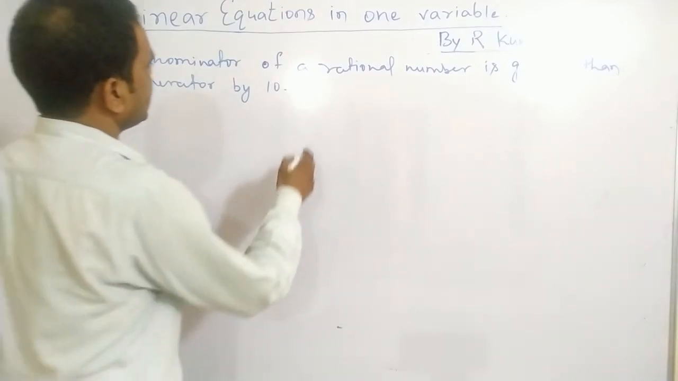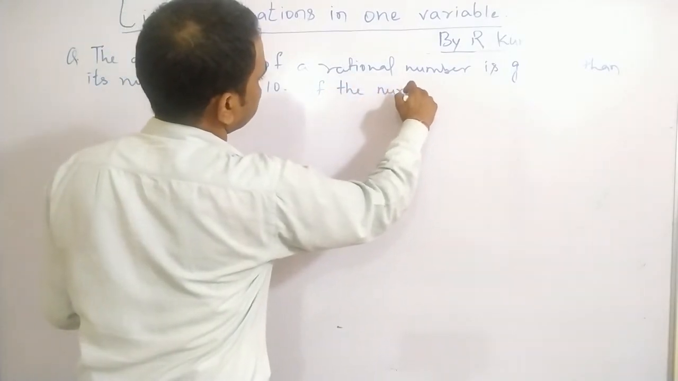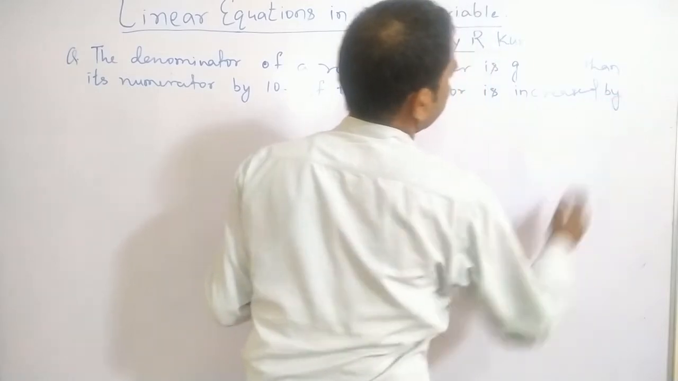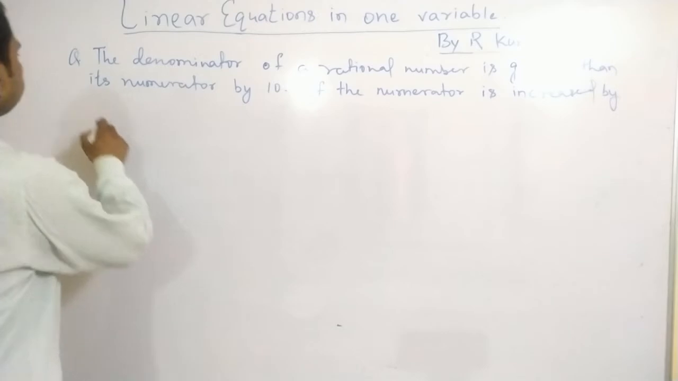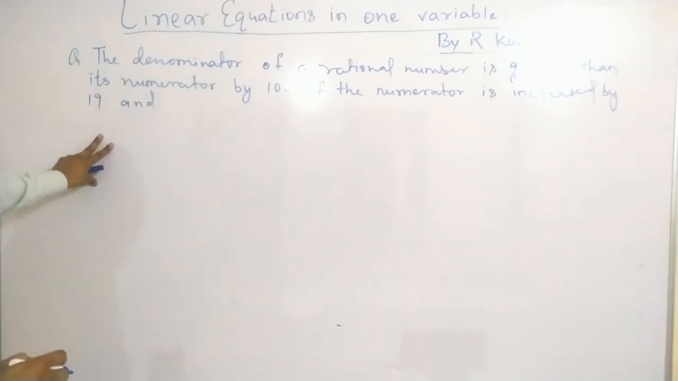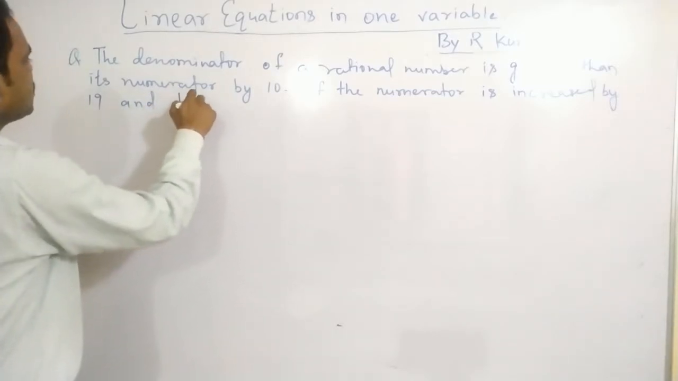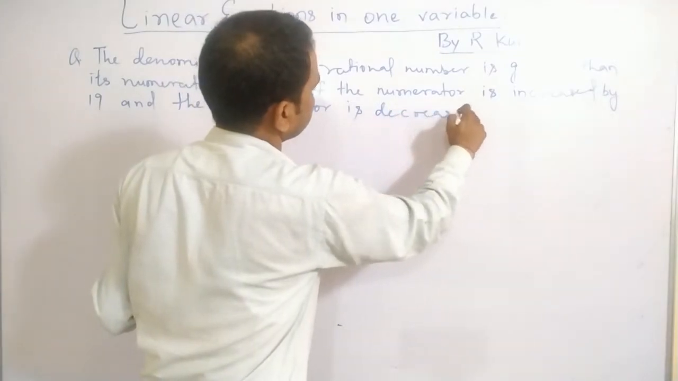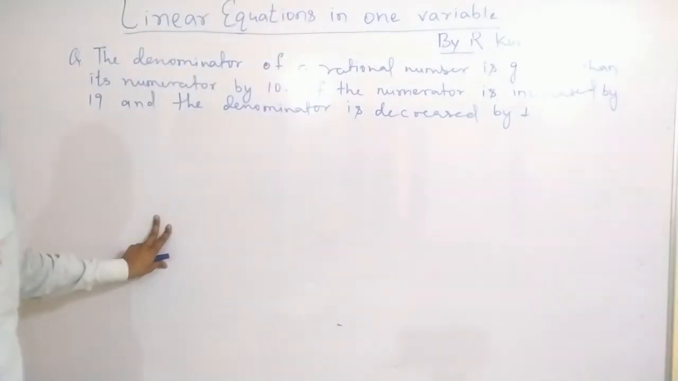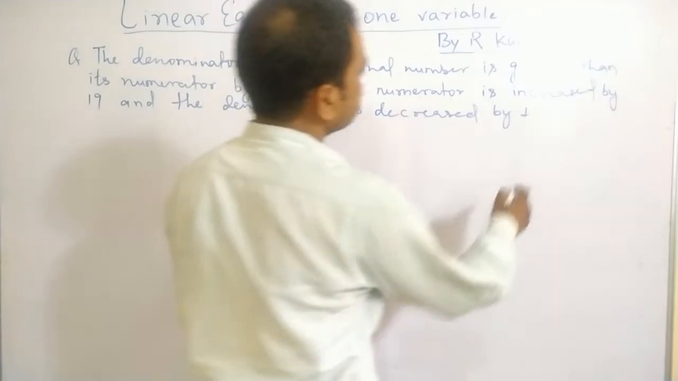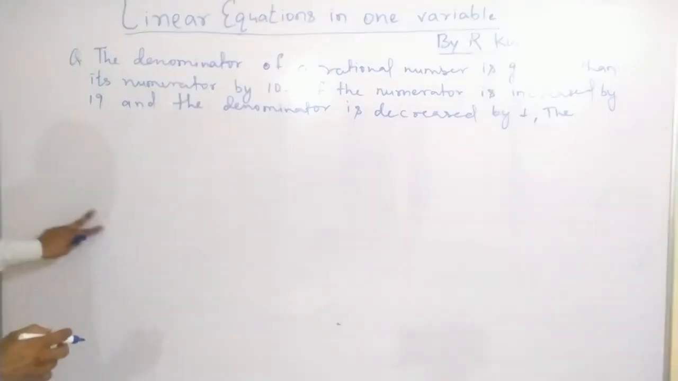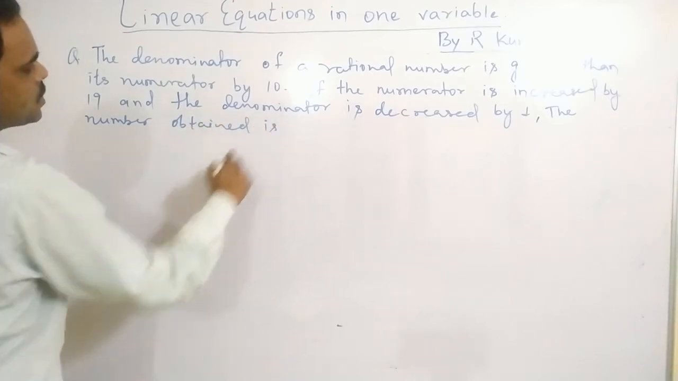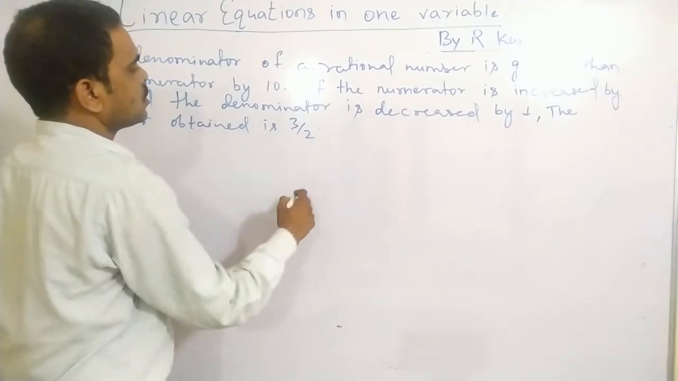If the numerator is increased by 19 and the denominator is decreased by 1, the number obtained is 3 by 2. Find the number.